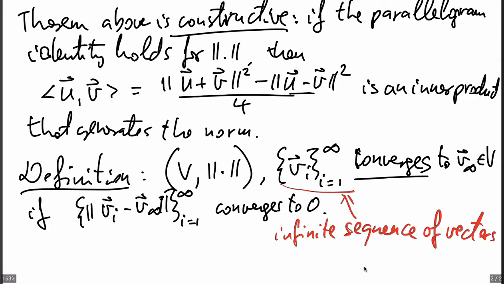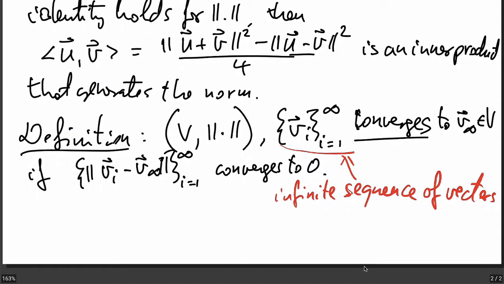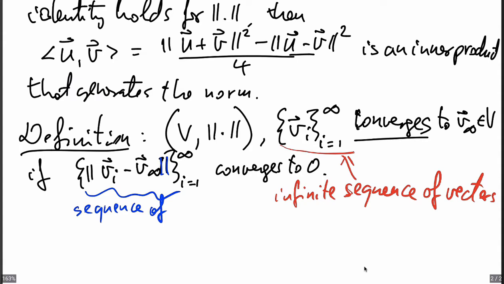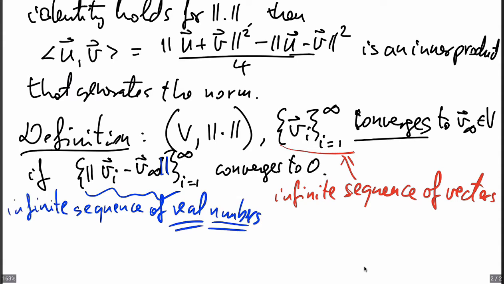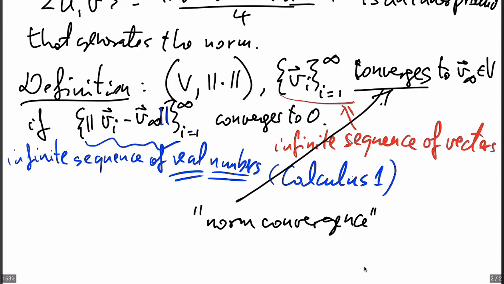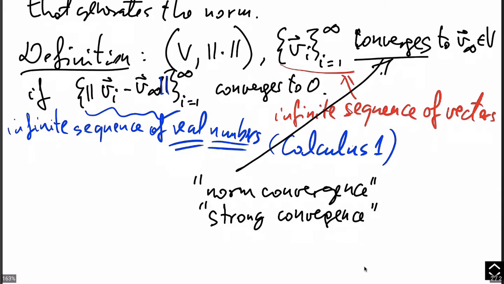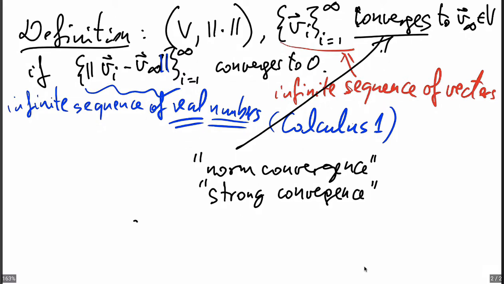That's something new. And for examining its convergence, we go back to another sequence, because we take the norm of these vector differences. The norm is a real number, so we have a sequence of real numbers. And again, this is an infinite sequence, which we know from calculus 1 how to handle. This is also called norm convergence. It's also called strong convergence, as opposed to so-called weak convergence.